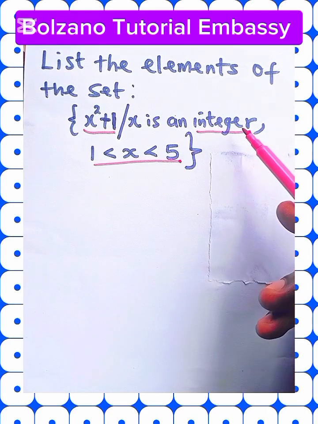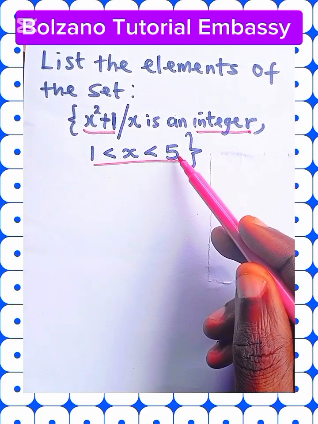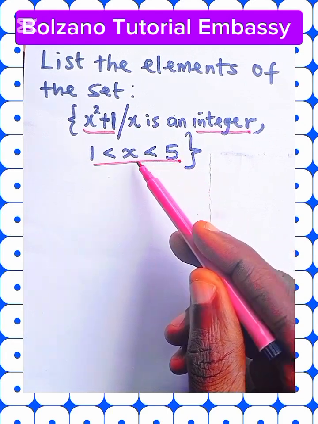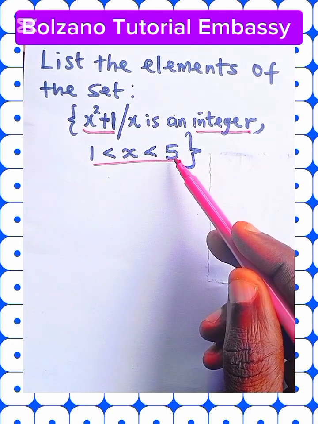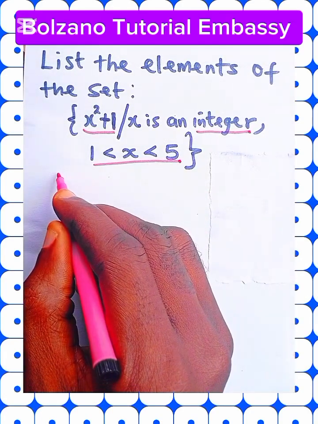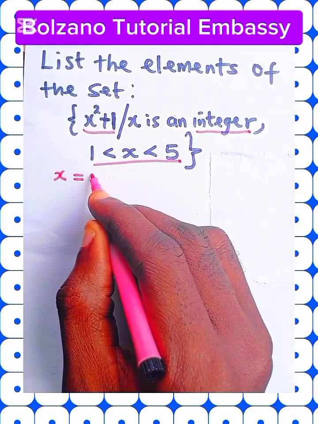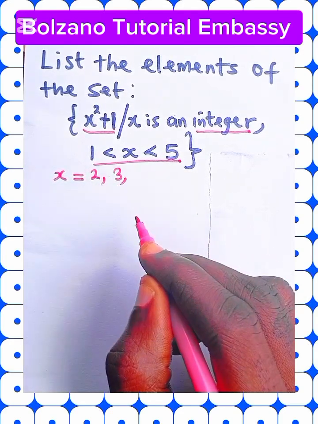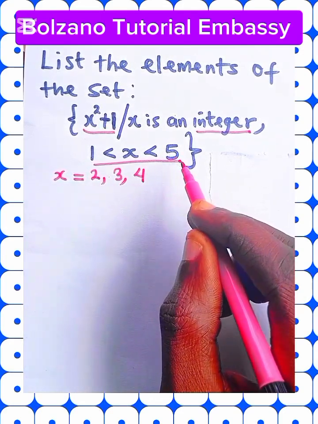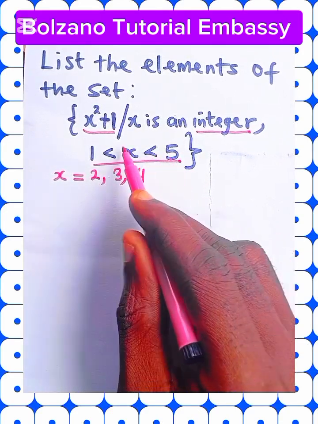So now in this problem, before we can determine the value of x, we need to look at this interval where x lies. Since x lies within here, it means that x must be greater than 1 and less than 5. So we have the first value as 2. X is 2. What's the next number? We have 3. X can be 3. X can be 4, but x must not be 5 because this is strictly less than 5. So these are the possible values of x in this interval.